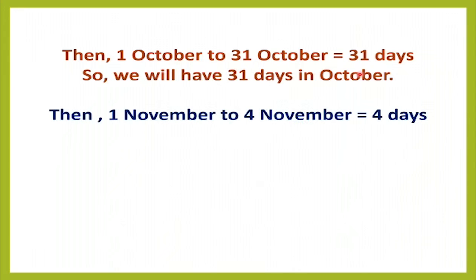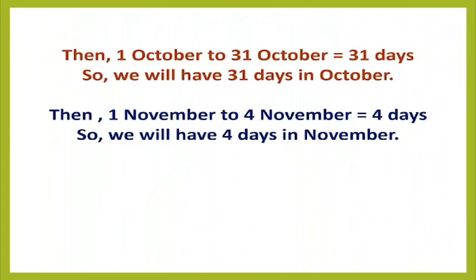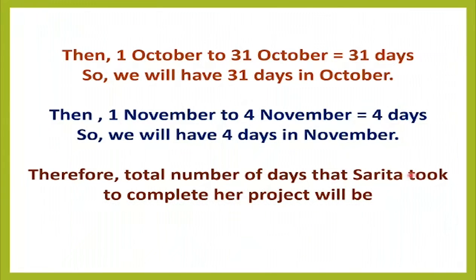Then in November, she is completing her project on 4th November. So from 1 to 4 November we will have 4 days in November. So the total number of days that Sarita took to complete her project will be 14 plus 31 plus 4: 14 days in September, 31 days in October and 4 days in November. So the total number of days will be 49 days. So Sarita will take 49 days to complete her project.